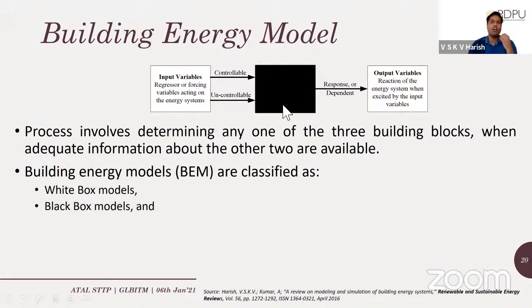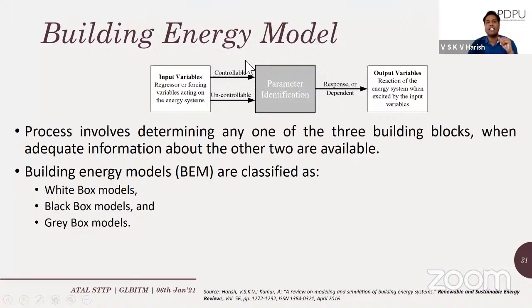Second type of models are called black box models. As you can see on your screen, black box models means you don't have any information, or adequate information, about the building energy system under study. You give certain inputs, you get the outputs, you use some input-output relationship, regression analysis, or numerical methods to develop the input-output relationship, and that input-output relationship in mathematical form becomes the modeling equation or the characteristic equation of the building energy model. Such models are simple in nature. They are very good with computational efficiency, but they suffer from accuracy.